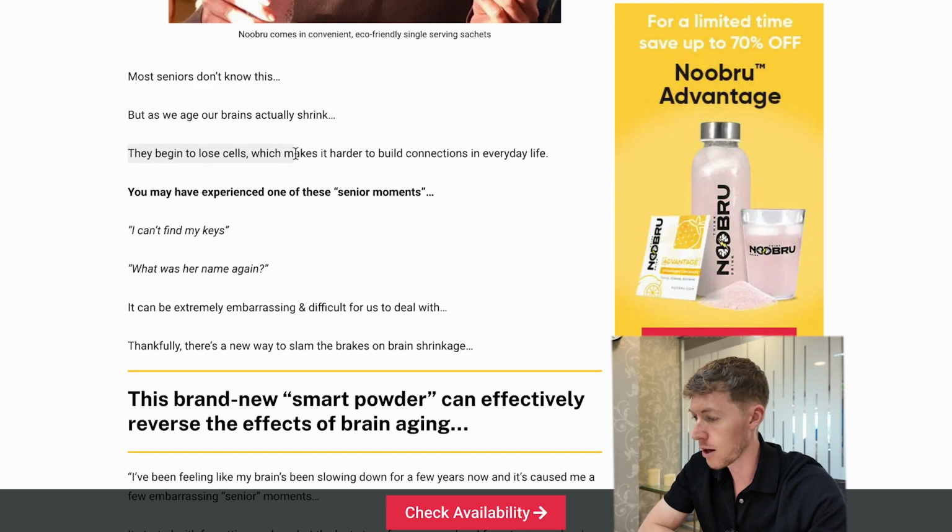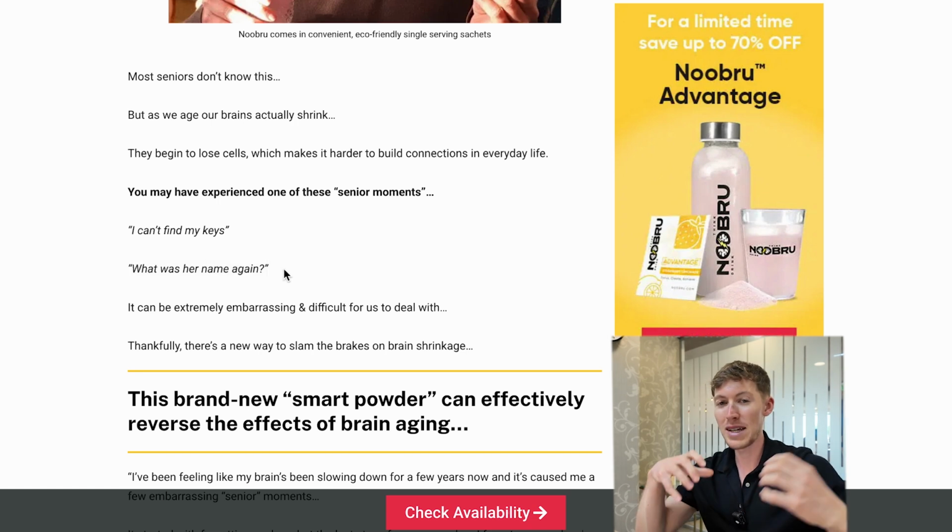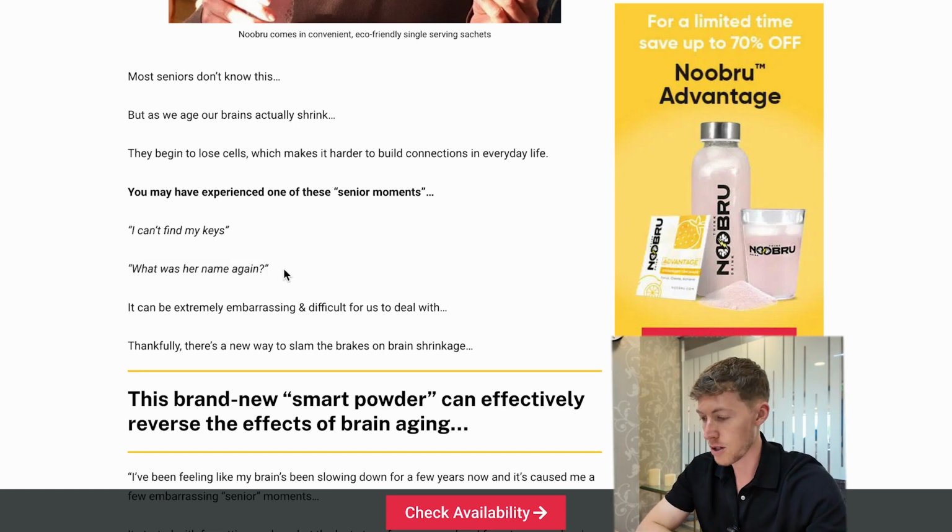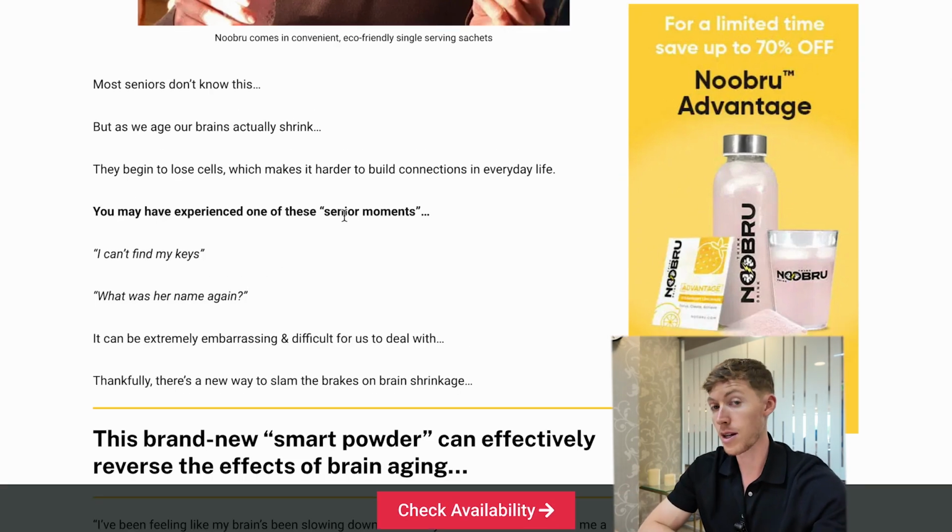So it says they begin to lose sales, which makes it harder to build connections in everyday life. You may have experienced one of these senior moments. I can't find my keys. What was her name again, right? We're meeting the customer where they're at, right? Now, if the customer doesn't experience any of these senior moments, then they're not going to resonate with this. And that is fine, because we are drawing our line in the sand. You want to go deep into the type of avatar that you're trying to convert into a customer.